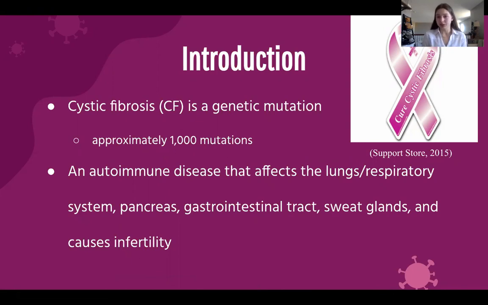CF is a genetic mutation. There's approximately 1,000 mutations found so far. This mutation occurs when there's an improper folding of the protein CFTR. CF is a disease that affects the lung and respiratory system, pancreas, gastrointestinal tract, sweat glands, and in men can cause infertility.